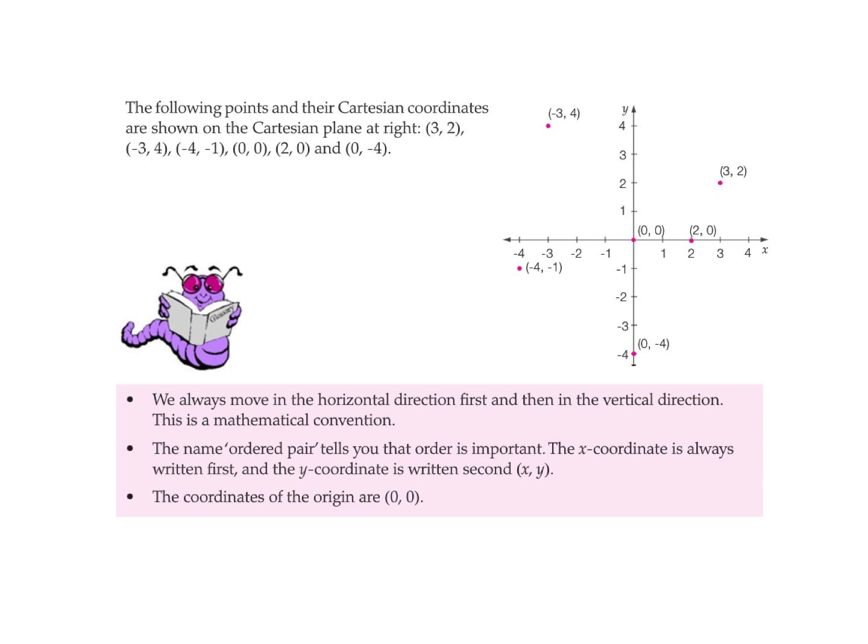I'm going to do some highlighting. This highlighting is in green. That's because this part is optional. Horizontal direction first, and then vertical direction. It's just a convention. We have to pick one, we pick this one. Ordered pair tells you order is important. X coordinate is first and Y coordinate is second. So it's X coordinate, then Y coordinate. Coordinates of origin are 0, 0.